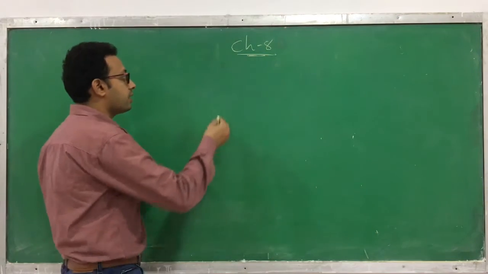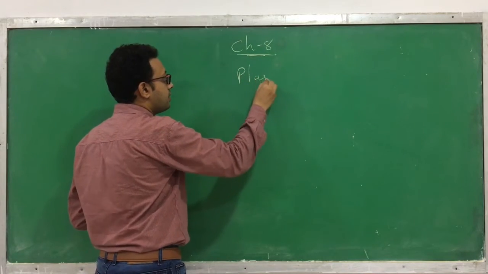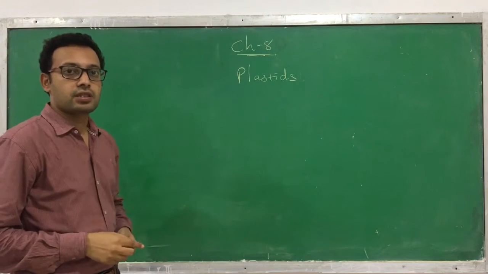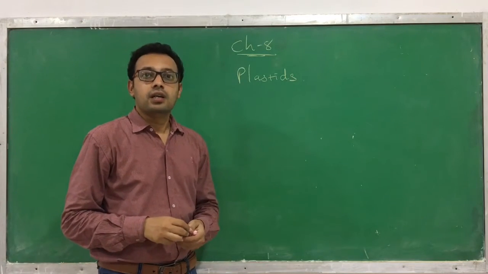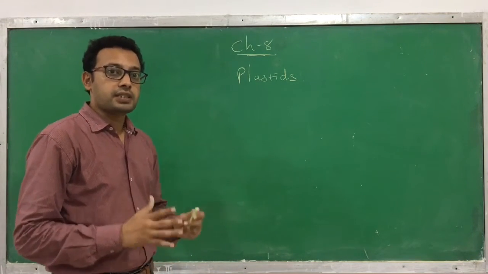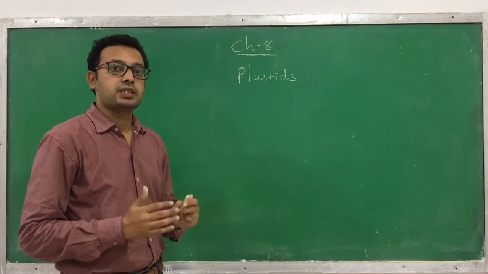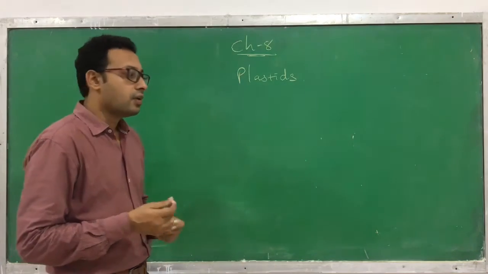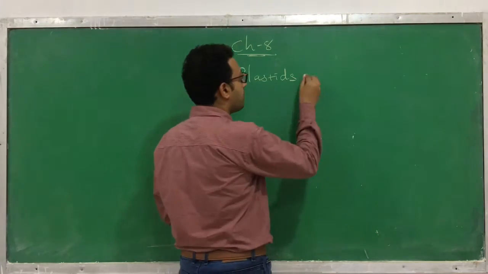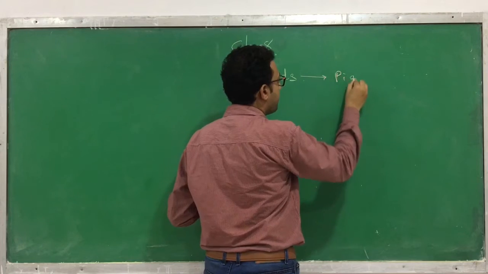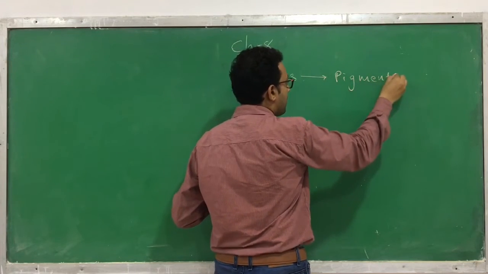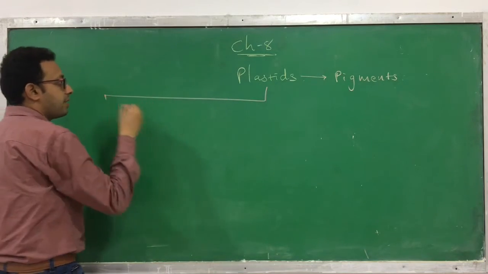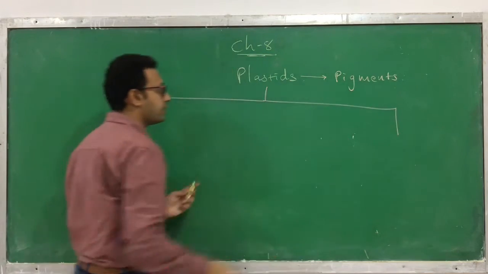You already know that these plastids are present in plants and euglenoids. They are absent in an animal cell. I again repeat, these plastids are present in plants and euglenoids, but absent in animal cells. What does this plastid contain? It contains pigments. Based on the type of pigment they have, these plastids can be further classified into three types.